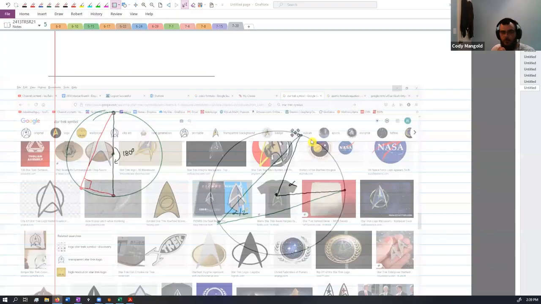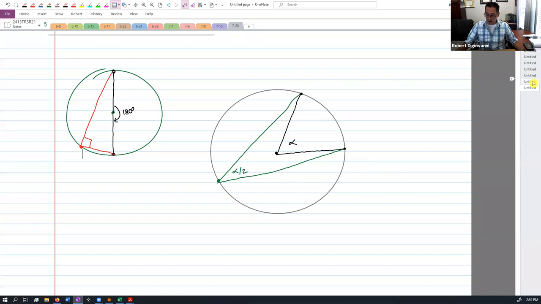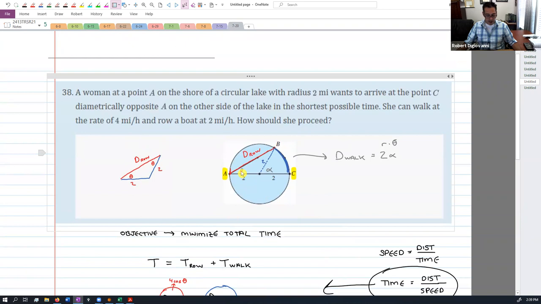Doesn't change anything. So with that in mind, now that you have that knowledge, Nadja, if this is theta, then what's alpha?